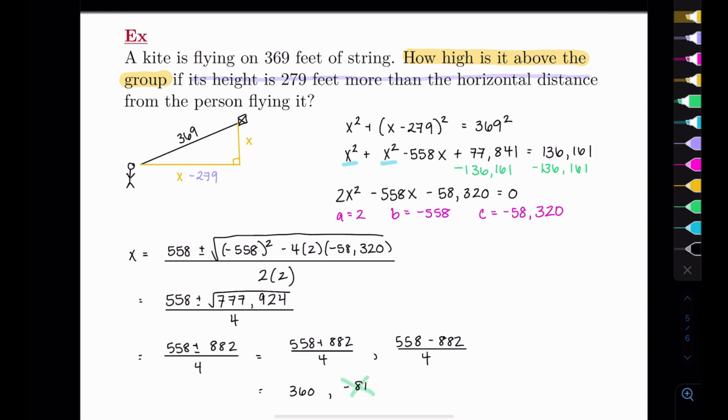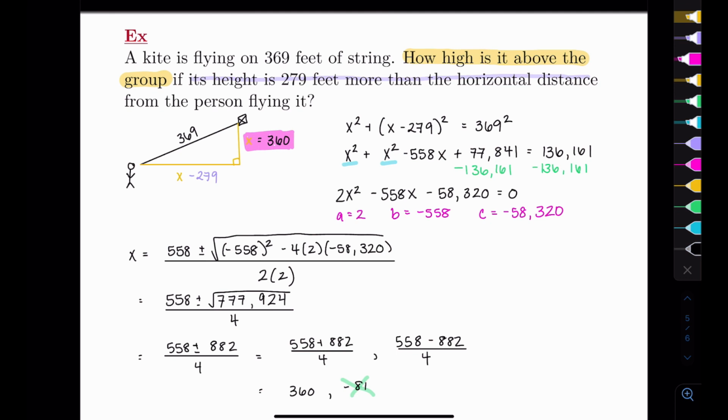So this one doesn't make sense for our problem because x is representing a length, and I can't have a negative length. So the value of x, which is how high it is above the ground, is equal to 360. That is the height above the ground. So again, if you had relabeled this slightly, just go back to your picture. What exactly side, or which side did you exactly find? And then figure out the height from there. So you might have just a little bit of extra work to do.